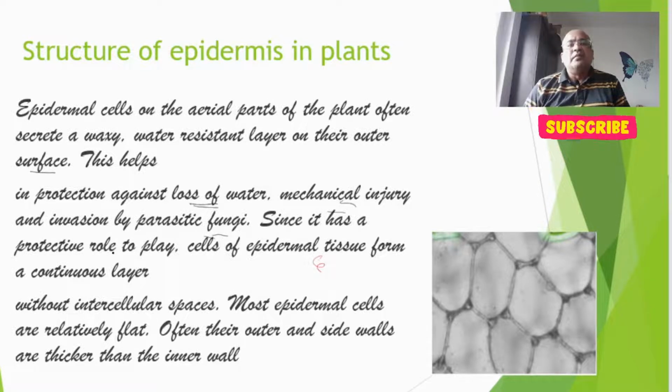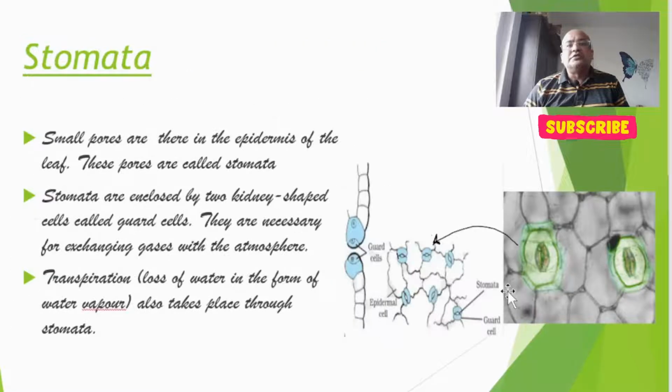Since it has a protective role to play, the cells of epidermal tissue form a continuous layer without intercellular spaces. Most epidermal cells are relatively flat. Often their outer and side walls are thicker than the inner walls. The outer walls are thicker for protection purposes.